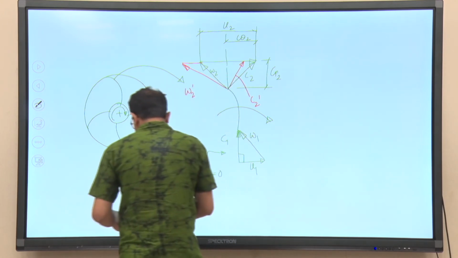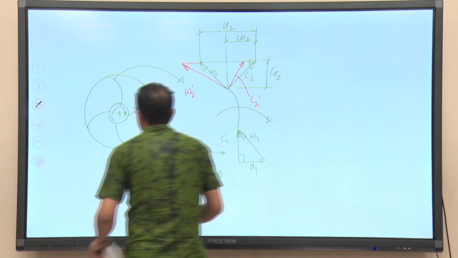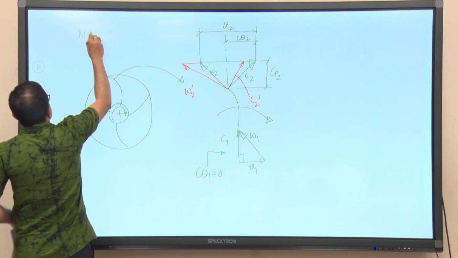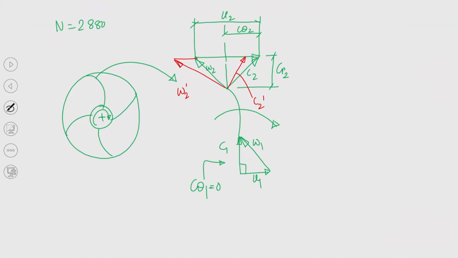Okay. So from the problem statement, what do we know? We know n equal to 2880 rpm, okay. D2, that is 20 centimeter, and B2, that is width, 1.5 centimeter at the outlet, okay. And Z, the total number of blades, is 8. So this is the number of blades, okay.